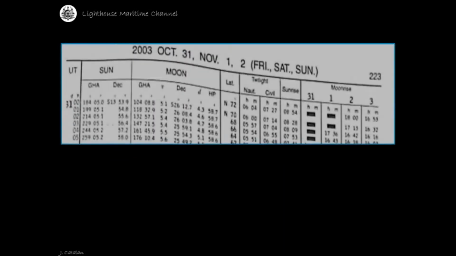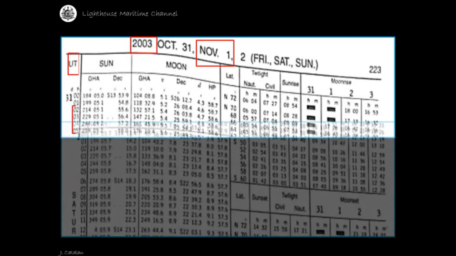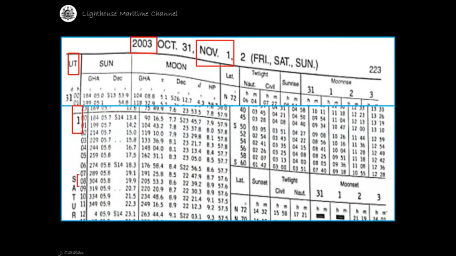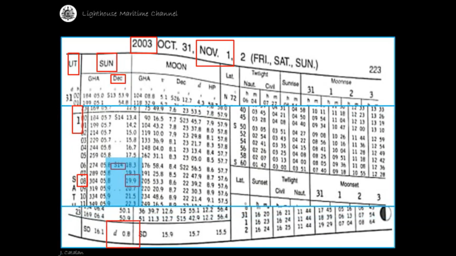Using the nautical almanac, in the daily pages, look for November 1, 2003. Under the column Universal Time, look for the day, which is 1, and locate 08 hours. Under the column Sun, look for the declination. Scroll down until you reach the row of 08 hours, and then you will find the declination value, which is south 14 degrees and 19.9 minutes. As you notice, the declination is increasing. Finally, at the bottom left corner, you will find the D value, which is 0.8.